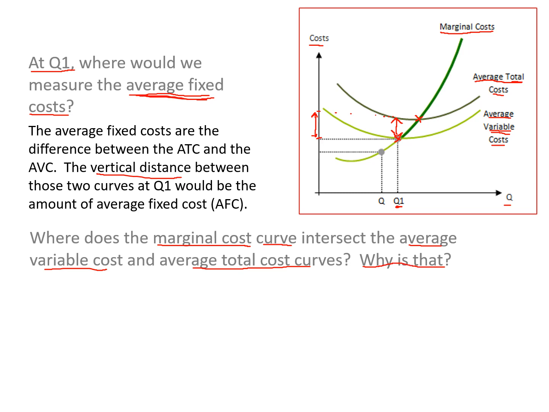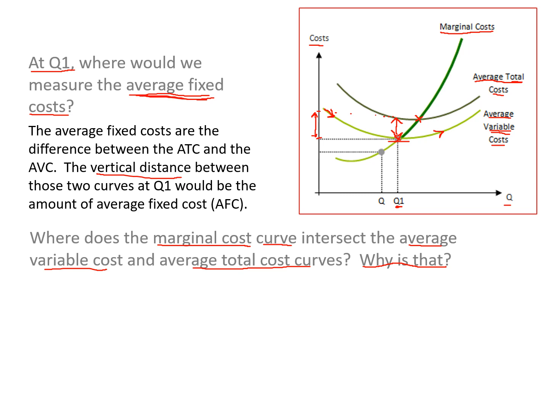There's something interesting to note about where the marginal costs intersects with each of these curves. We see it intersects with the average variable costs at its minimum. The average variable cost is reducing for each additional unit at the start, but it reaches a minimum here, and then it starts to increase after that.